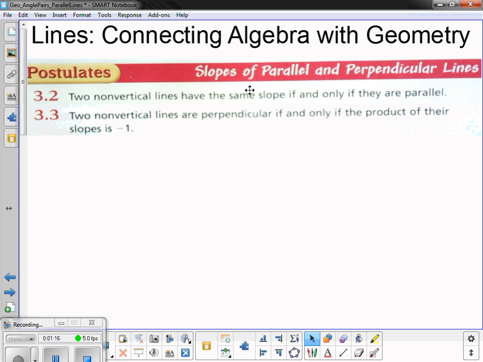And 3.3 says two non-vertical lines are perpendicular if and only if the product of their slopes is -1. So what does that tell us? That means m1 times m2 would have to equal -1. What did we say? We said negative reciprocals.